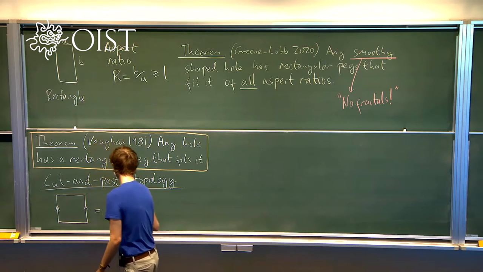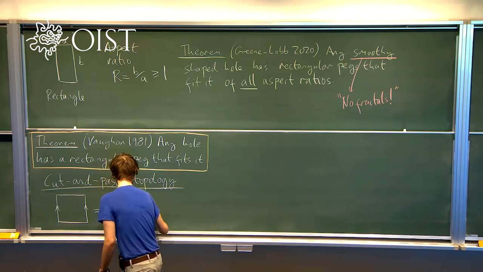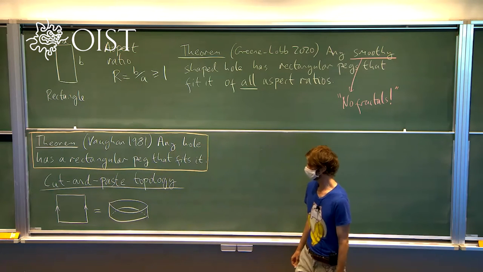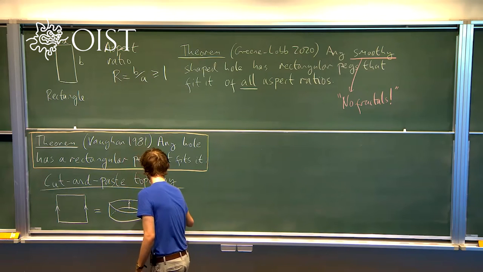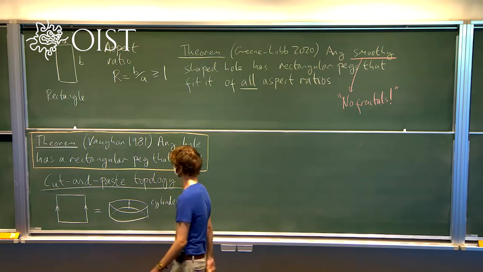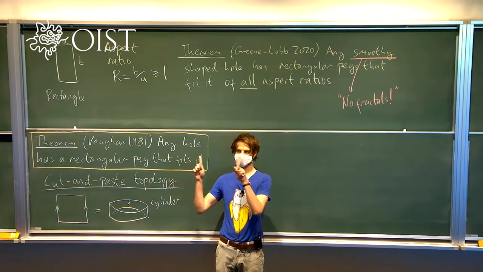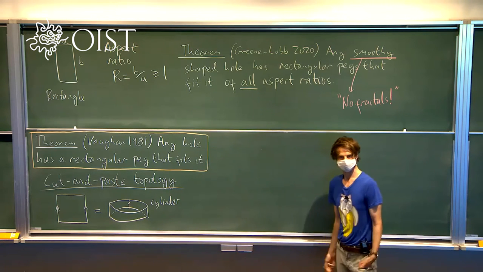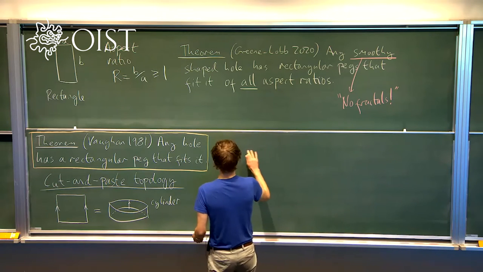Well, it's quite easy to see what one gets. I can even see it in ghost outline on the board as I write this. You get this, which is a cylinder. Because you just take these two vertical edges, stretch them out, and then identify them around the back, and you get a cylinder. Okay, cool. So that's the easiest part of the game.